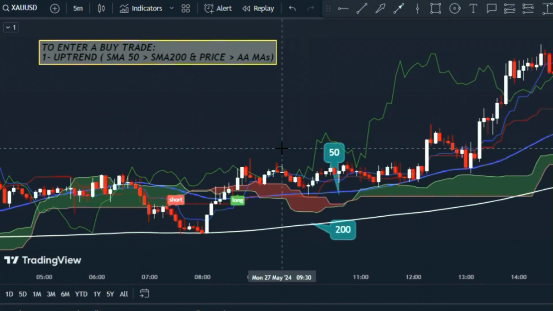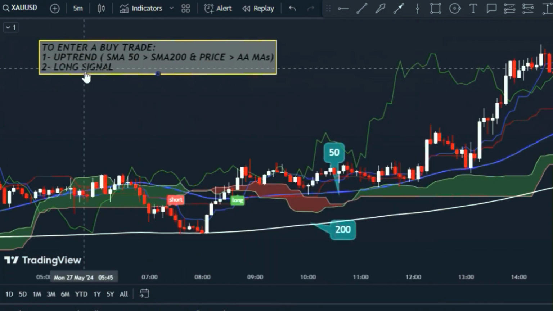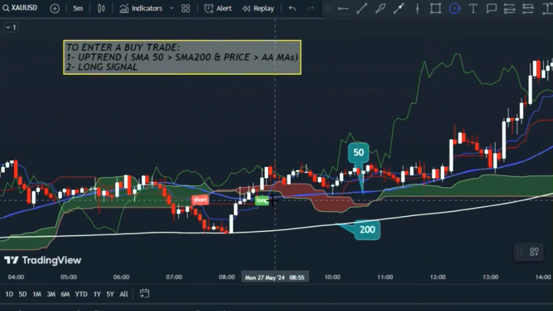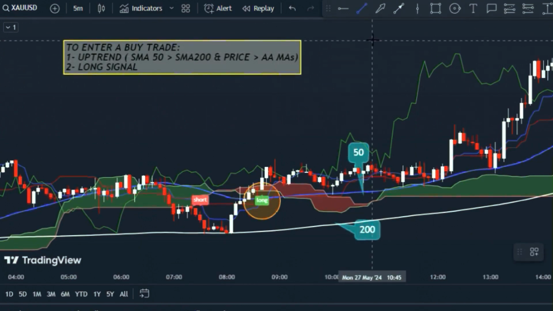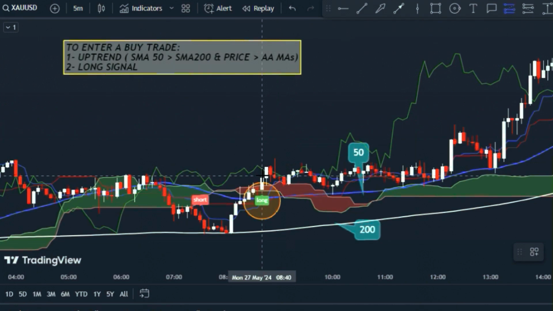Next, wait for the green light, a long signal from our trusty DIY custom strategy builder. So if everything lines up, it's time to make your move and open the buy trade and get in on the action.